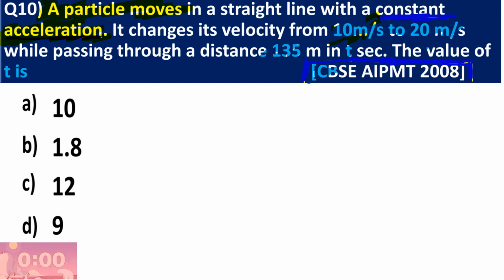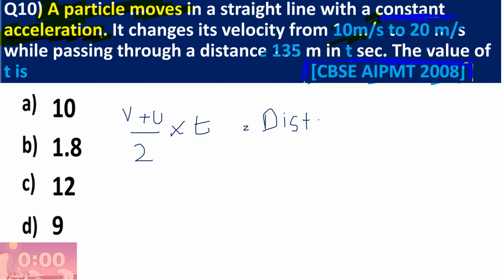So what will be the value of T? And it is the paper of CBSE AIPMT 2008. Tell me in the chat box what will be the value of T. Okay, so what will be the value? It will be V plus U by 2 into T is equal to the distance traveled.